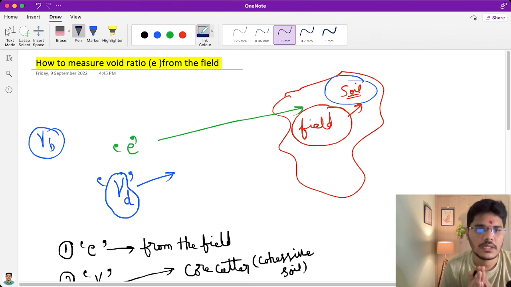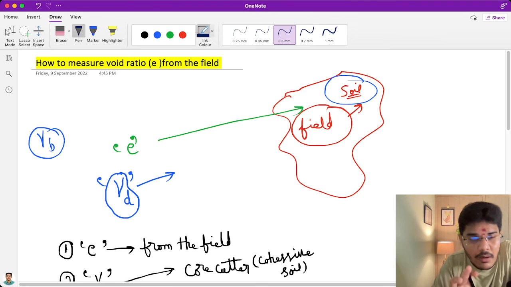So what I would like to convey in this video is the real use of these soil water relationships: knowing the required parameter from the field which cannot be measured by laboratory experiments. That means e cannot be measured, but e can be calculated from a known parameter, that is, the dry unit weight. That is my intention.